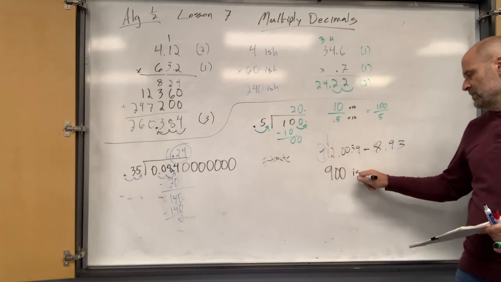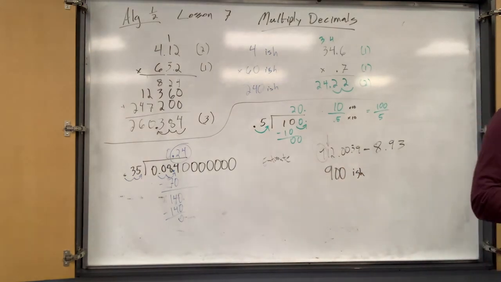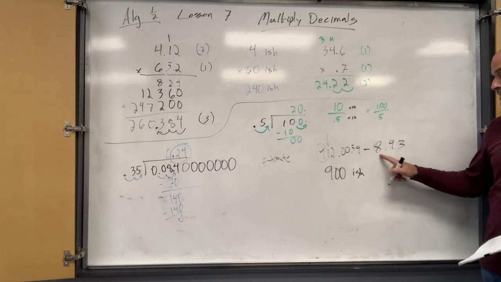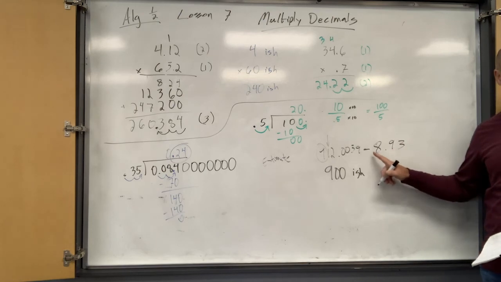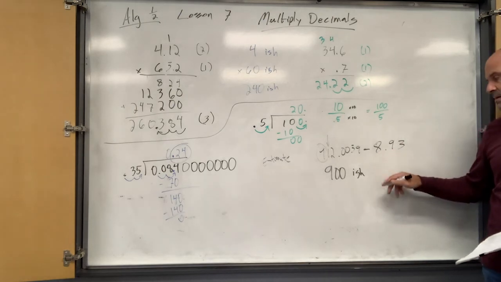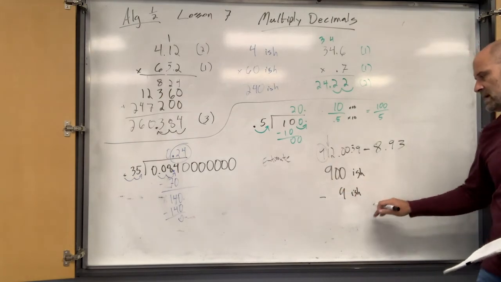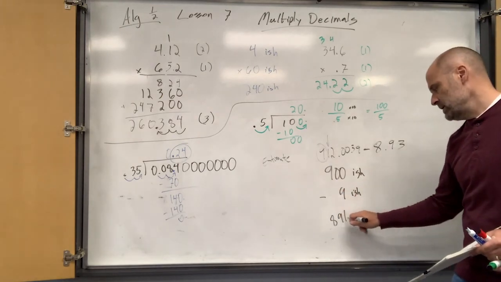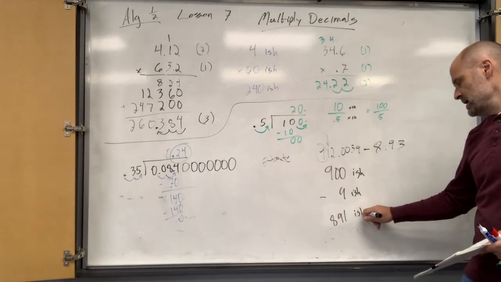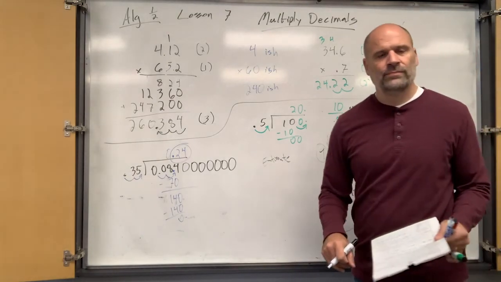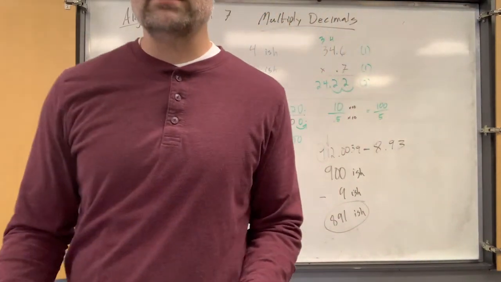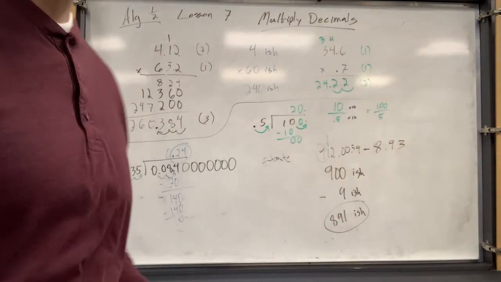And then what's this estimated? 8.93. How do you estimate that? It'd just be 9, right? Because you're rounding to this ones value. So you look at the 9 and that says go up 1. So we're going to increase the 8 by 1. So 900-ish minus 9-ish. So what is that? 891-ish. Okay? So that's estimating. And then you can even estimate that answer to 900-ish.